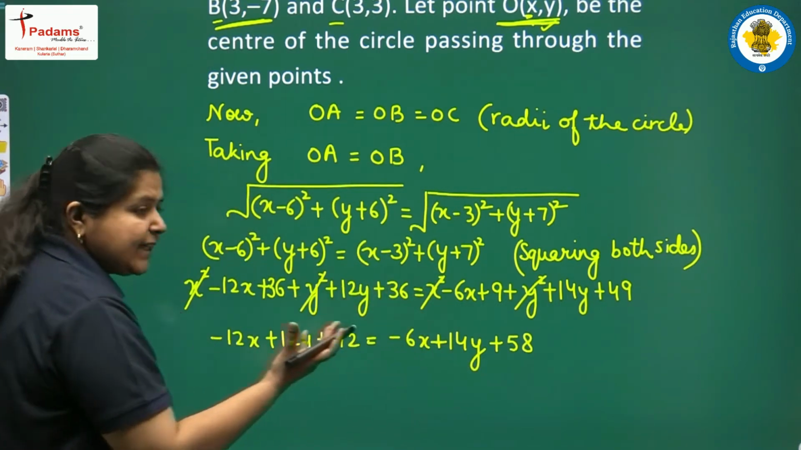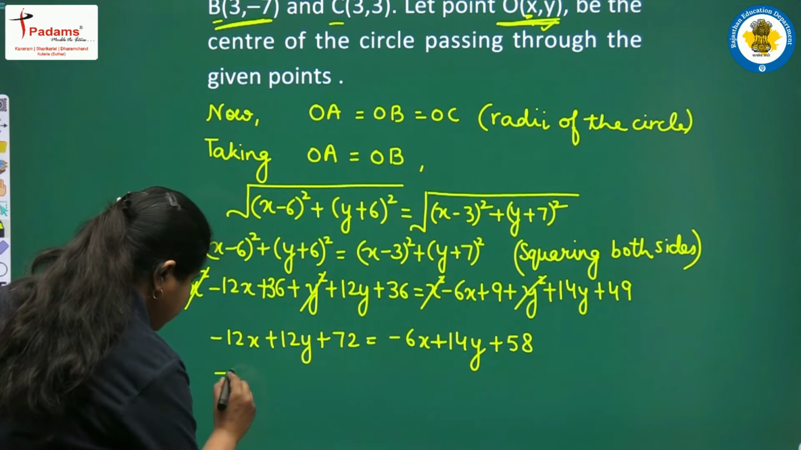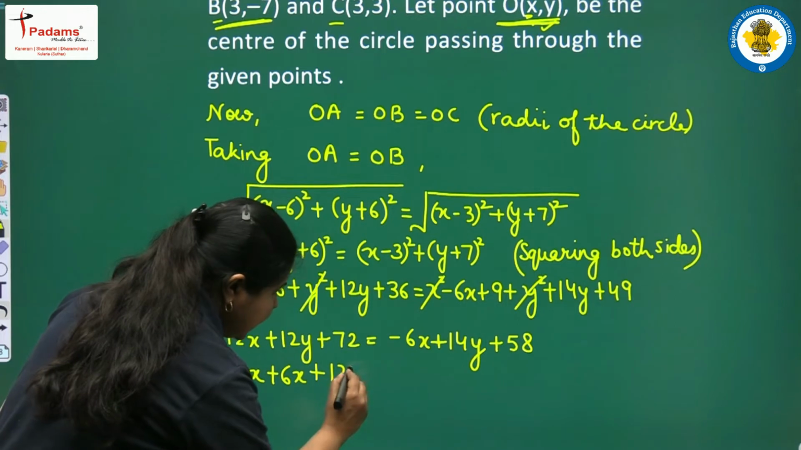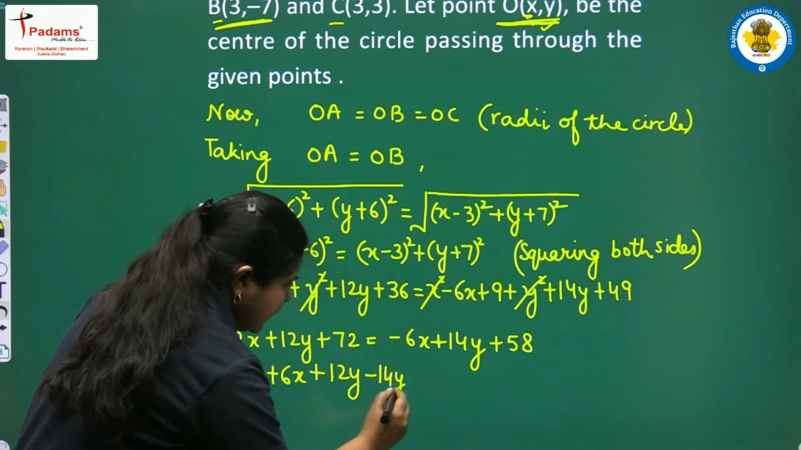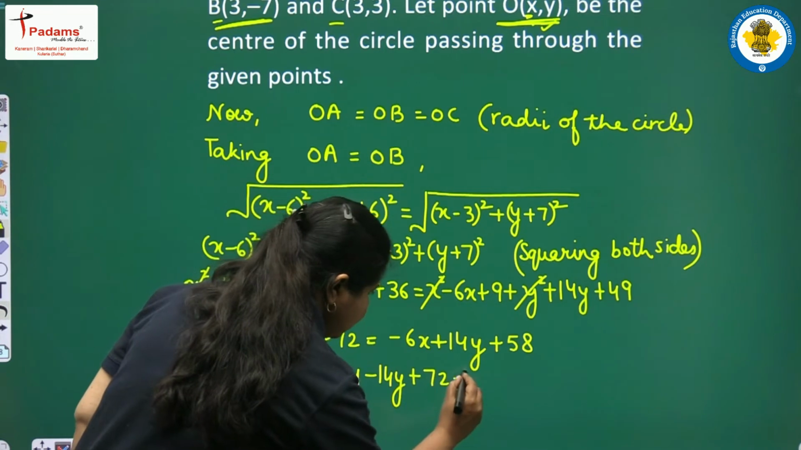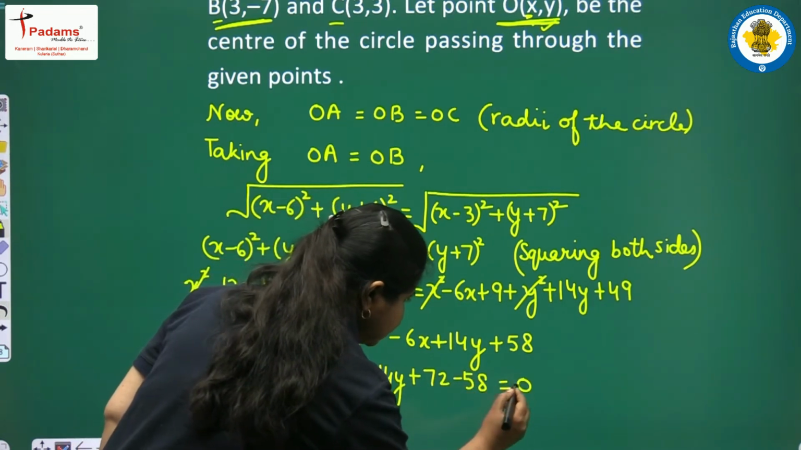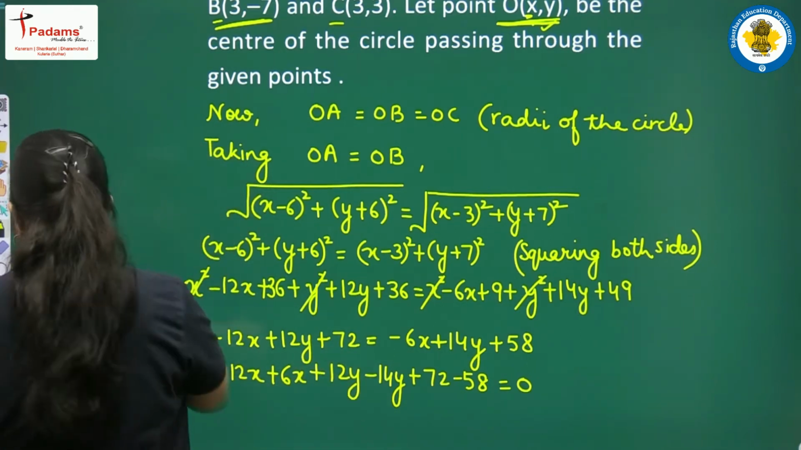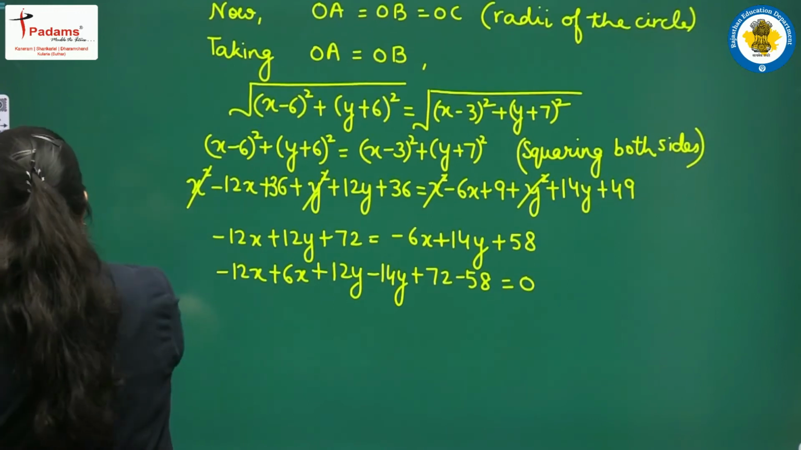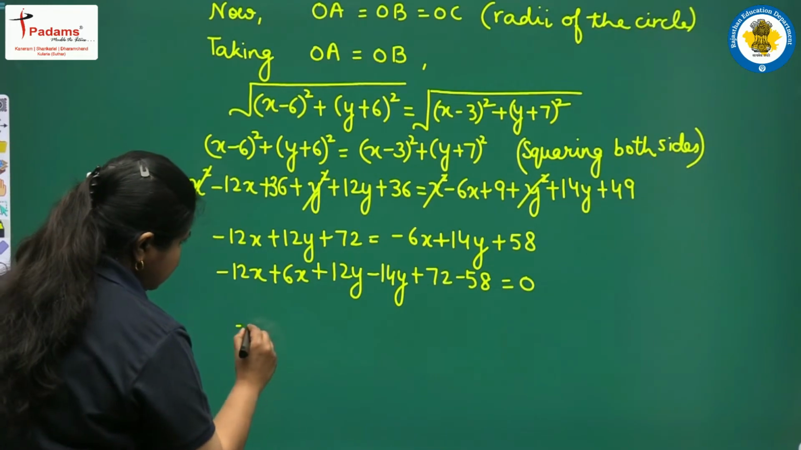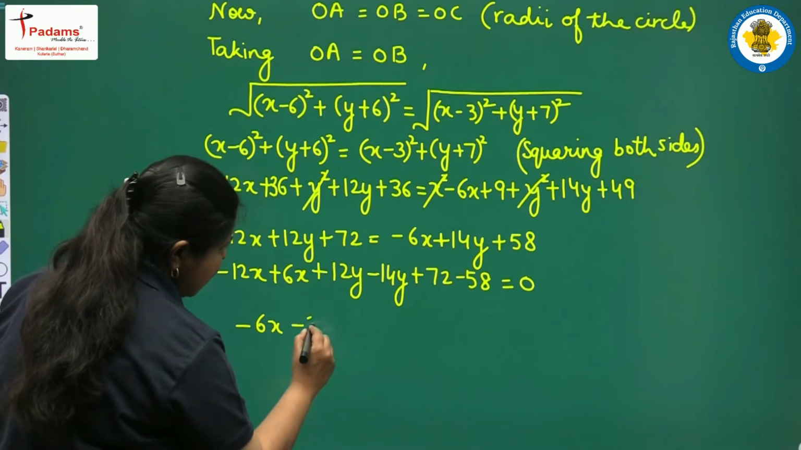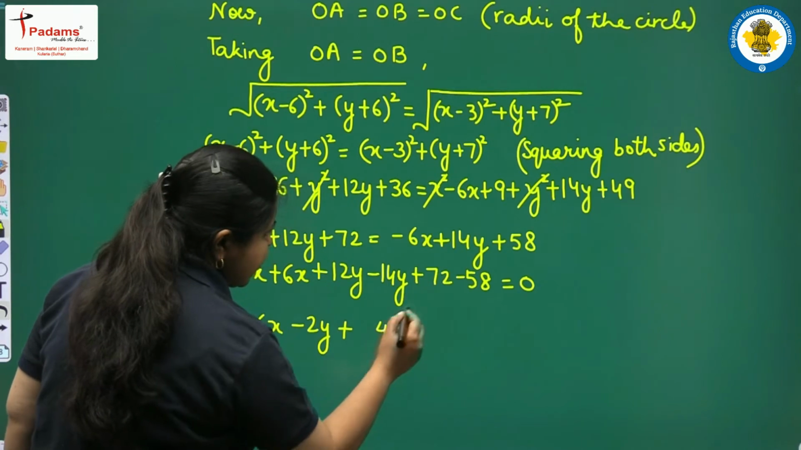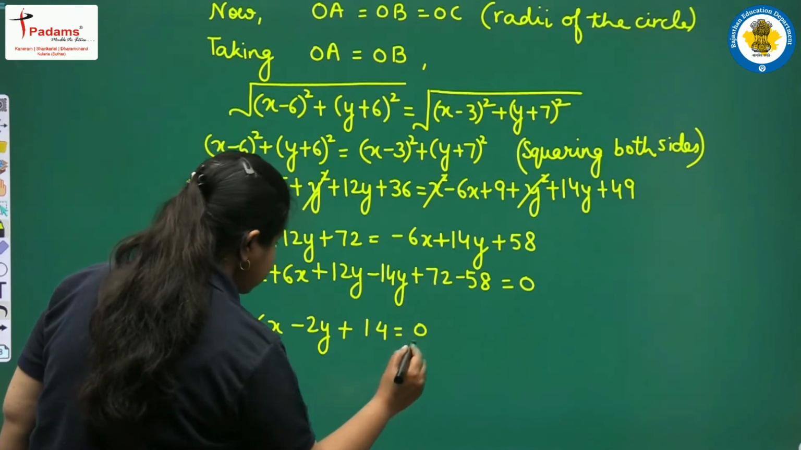Now bring all these three terms to the LHS. It will become minus 12x plus 6x, like terms एक साथ लिख रहे हैं, 12y minus 14y, and then 72 minus 58. All this is equal to 0. सभी terms जब LHS में आ गई तो RHS में तो 0 ही बचेगा. Now we can again simplify it. It will become minus 6x, and here we will have minus 2y, and here we will have plus 12 minus 8, it's 4, then 6 minus 5, it's 1, 14 equal to 0.